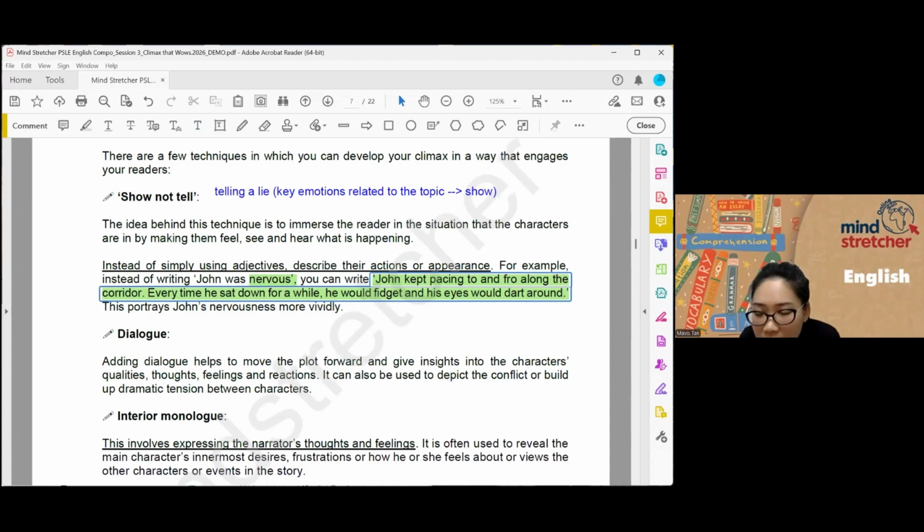We start with climax and then beginning and rising action. Okay, you're talking about flashback, Kartika. I'll talk about that later. Okay? Yeah, Claire.